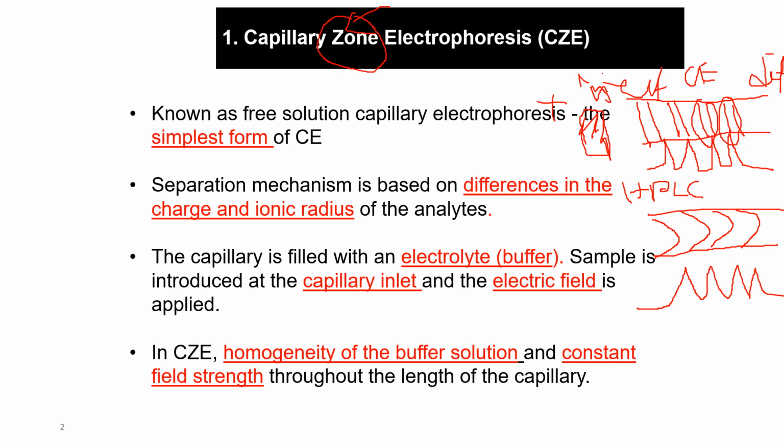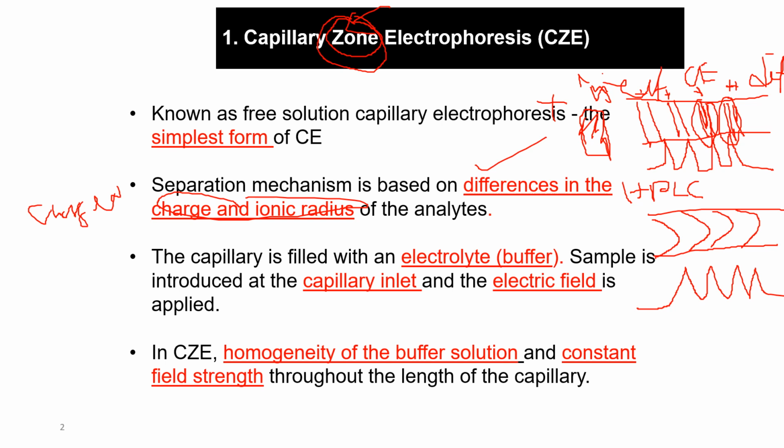It is moving depending on its own zone. For example, this is positive, this is two positive, and then this is positive, depending on different charge and also mass. So it is moving because of the zone. In order to separate based on zone, the analyte must have differences in the charge and ionic radius. It means that it is only applicable for charged samples, right? Nothing to do with neutral. Cannot do neutral.